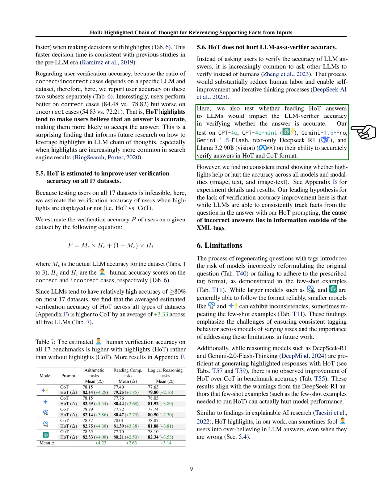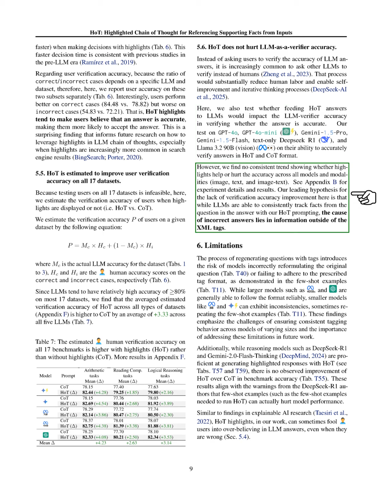We also examine whether providing HoT answers to language models affects their ability to verify the accuracy of those answers. Our tests on various models, including GPT-4o and Gemini 1.5 Pro, show no consistent pattern indicating that highlights either help or hinder accuracy across different models and formats. We hypothesize that while language models can track facts in answers using HoT, incorrect answers may stem from information not included in the tags. We acknowledge some limitations in our approach.